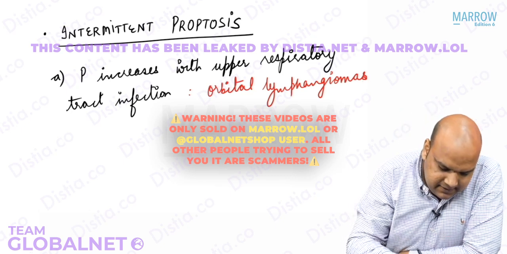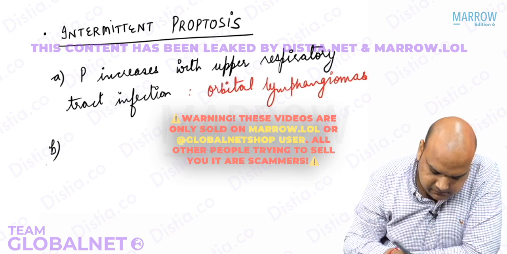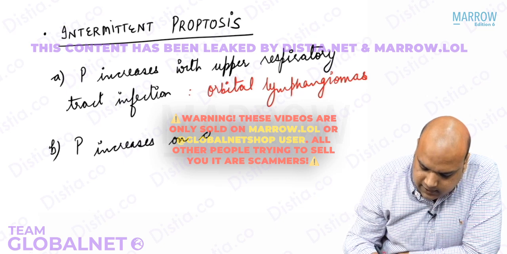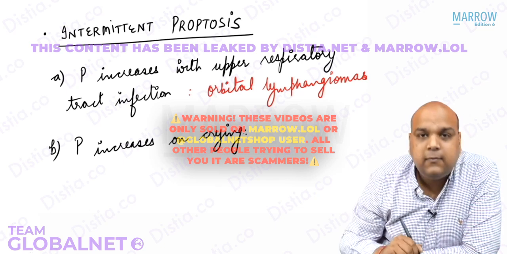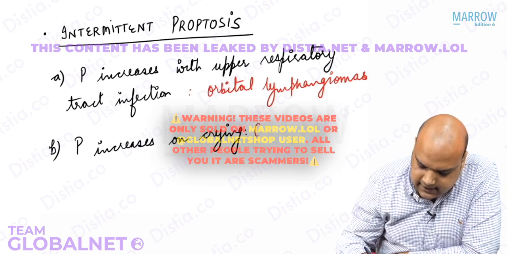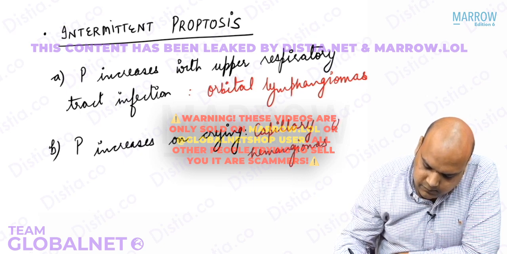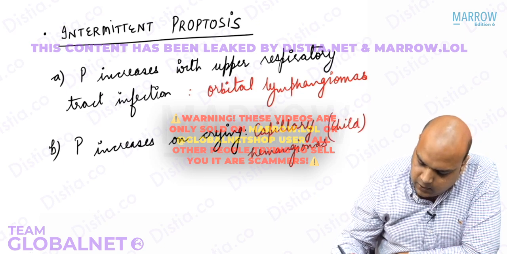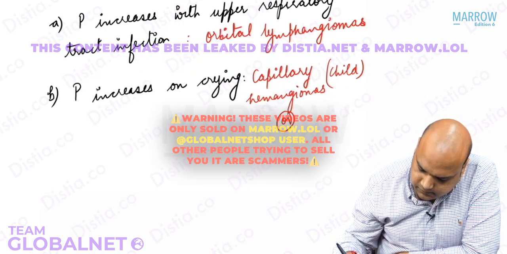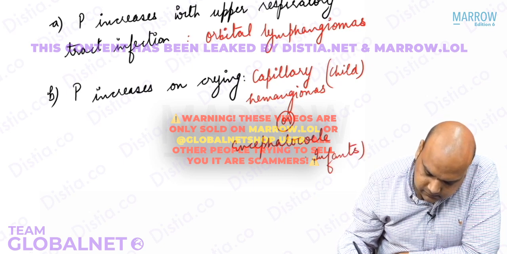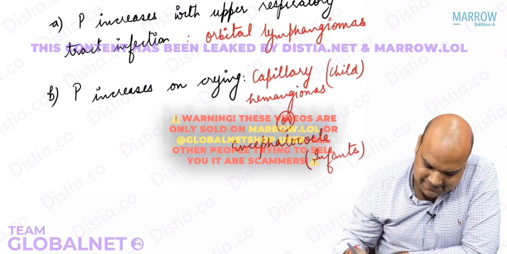No confusion? Secondly, if the proptosis increases on crying, then the usual cause that we say is capillary hemangiomas. Obviously, in children we are talking about here. Or the cause can be encephalocele in infants. Okay, no confusion about this.